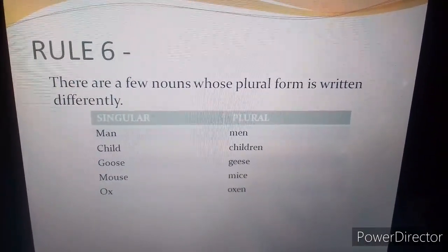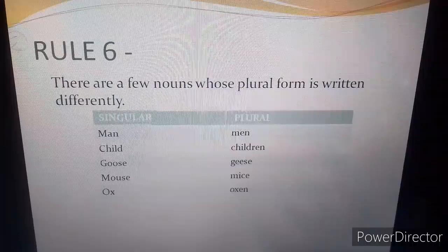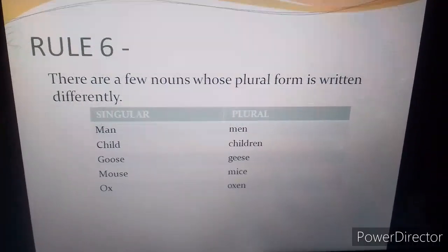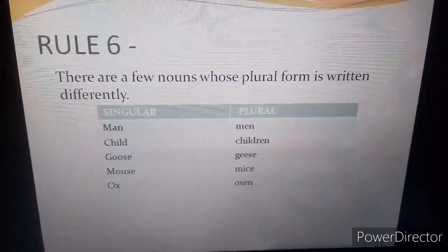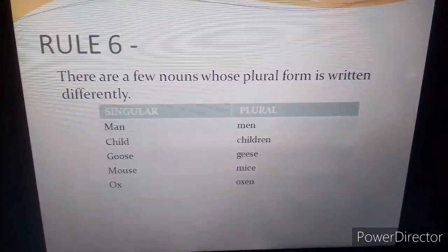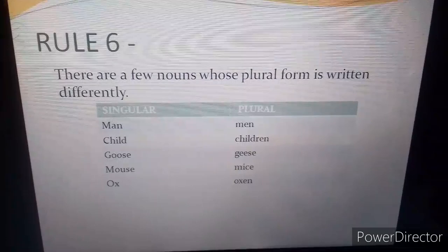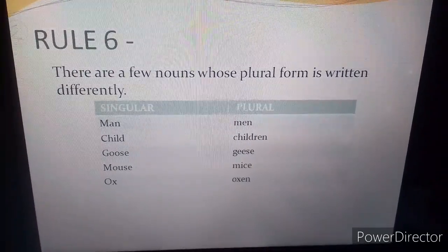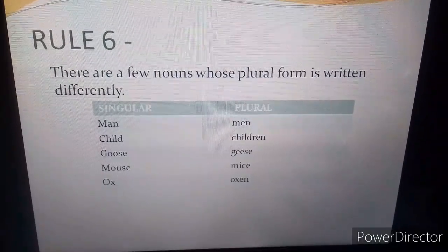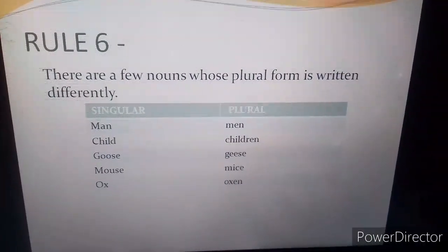Let us see rule number 6. Rule number 6 states that there are a few nouns whose plural form is written differently. For example, the plural of man is men, the plural of child is children, the plural of goose is geese, the plural of mouse is mice, and the plural of ox is oxen.